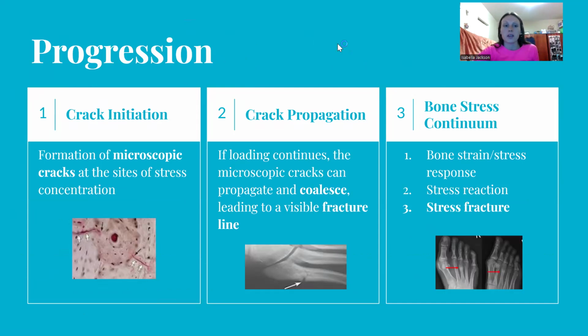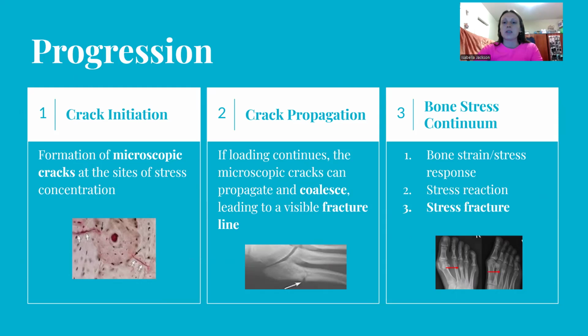So, the progression of this. First, you have the crack initiation, which is the formation of microscopic cracks at the sites of stress concentration. As you can see in this picture, it's an image of the bone cells, and we can see these microscopic cracks beginning to form, developing into a stress fracture. After the crack initiation, we have the propagation. When loading continues to happen, these microscopic cracks can propagate and coalesce, which leads to a visible fracture line as we see here. So it constantly breaks and breaks until we get that visible fracture line that doctors can identify with proper imaging.